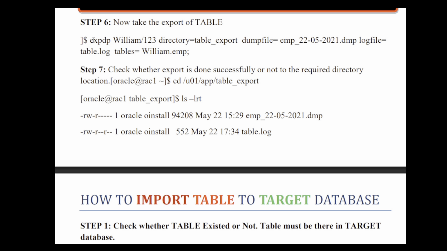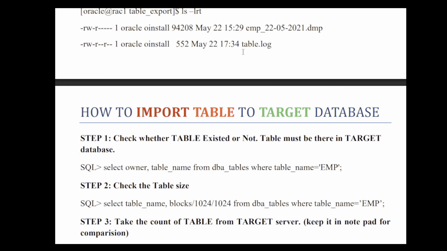Once the export is completed, check whether the files are created or not. Go to the directory, cd /u01/app/table_export, then give ls -lrt. It will show the required files. The log file and dump file should be created, then your task is successfully completed.